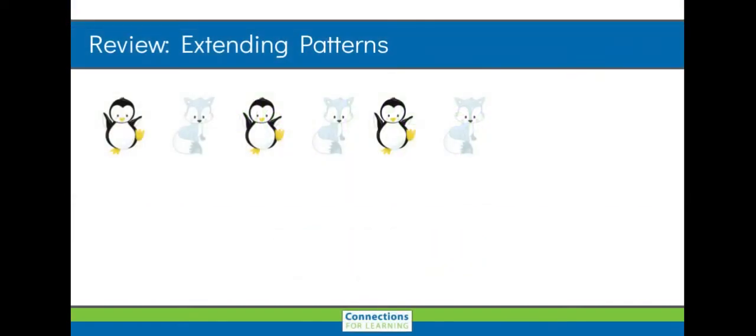Before we begin today's lesson on finding the missing part of a pattern, let's do a quick review of how to extend a pattern. In our first example here, we have a penguin and a fox, a penguin and a fox, a penguin and a fox. And I wonder what should come next. Well, we just had a fox. And if I look at the pattern there, after every fox comes a penguin. So if you guess penguin, you would be correct.